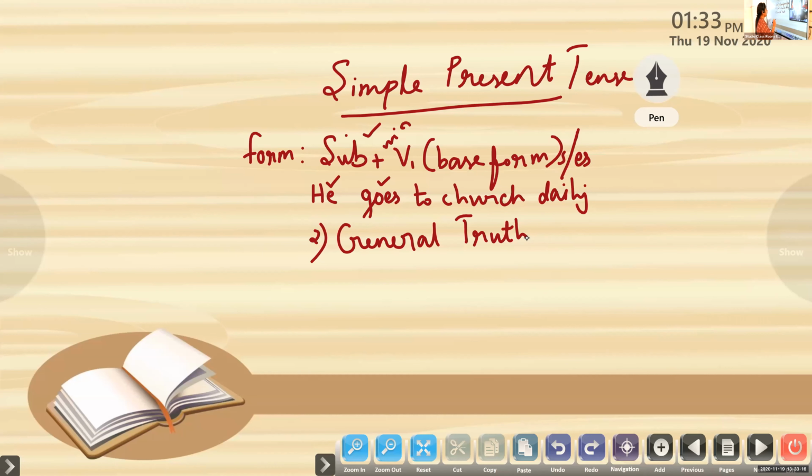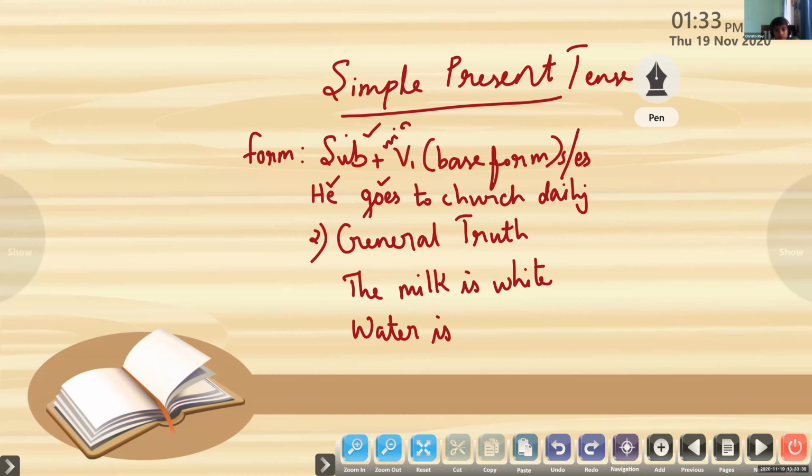For example, the milk is white. A simple thing. The milk is white. And the water. Yes, tell me. Water is transparent. The water is transparent. Okay. The pencil is blue color.